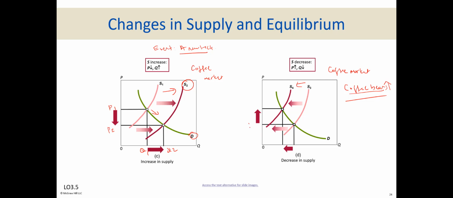So initially we are here, P1 and Q1. And because of a shift of the supply curve to the left, we end up with P2 and Q2. And because of this change, as we see, prices of coffee are going to be higher in the market, shifting from P1 to P2. And there will be less coffee sold and bought in the market. So this is how we are shifting and analyzing the changes in equilibrium price when demand and supply change.